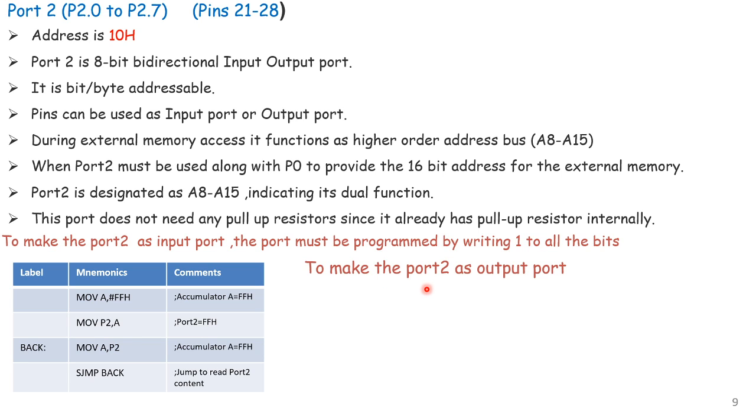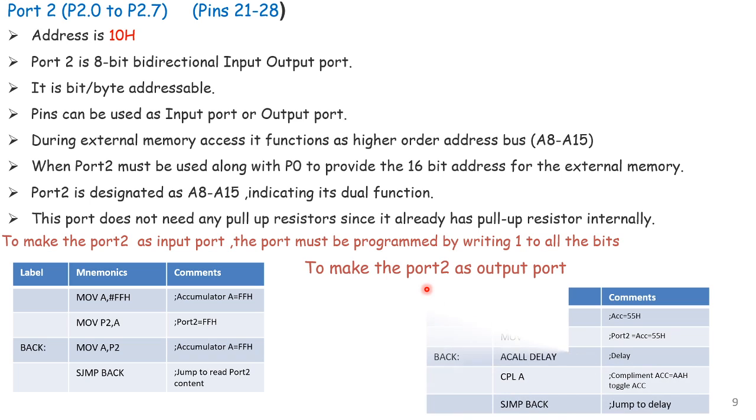To make port 2 an output port, these instructions are used. Here the content of the accumulator is 55H and that will be moved to port 2. Port 2 now works as an output port. Again a call to delay is there, and then complement the accumulator. So 55 when complemented gives us AAH. 55 means 01010101, and when that is complemented, we get 10101010, like this the data comes, AA and 55.